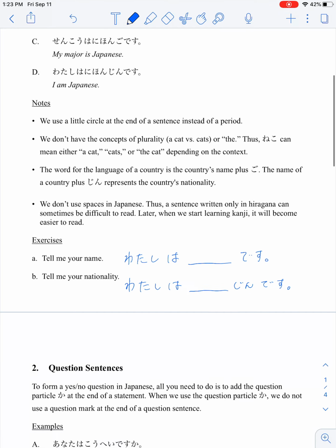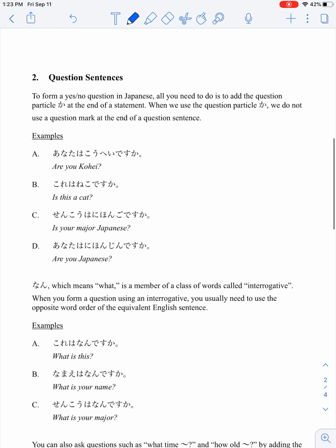Okay. Next section, question sentences. To form a yes or no question in Japanese, all we need to do is to add the question particle ka at the end of a statement. And usually we don't use a question mark in formal setting, such as writing emails and writing letters. However, in texting and more casual setting, we sometimes use the question mark.